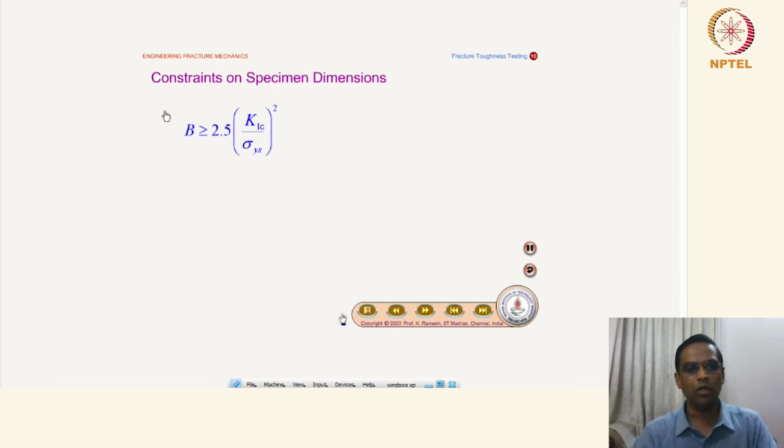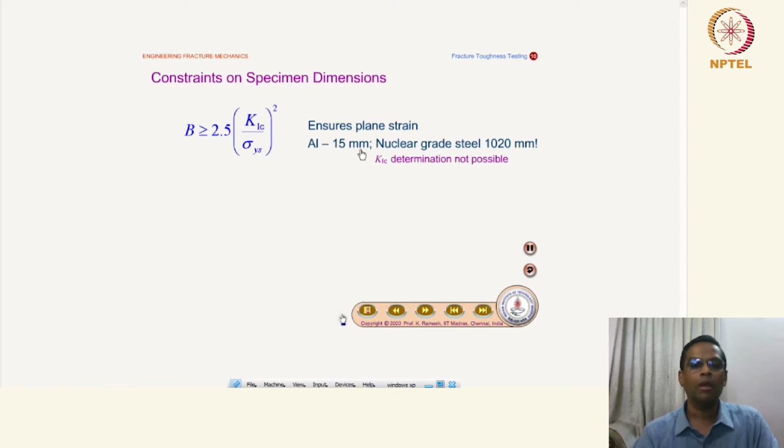So now let us look at the constraints on the specimen dimensions. This expression we have already seen. The minimum thickness of the sample, B, should be equal to or greater than 2.5 times (K1C by sigma ys) to the power 2. This ensures the plane strain condition. For aluminum alloy it is 15 mm; for nuclear grade steel it is 1020 mm. So this is very interesting to note. Finding out the K1C for such a thickness is not possible because of the conditions.